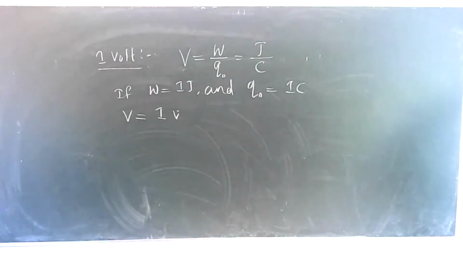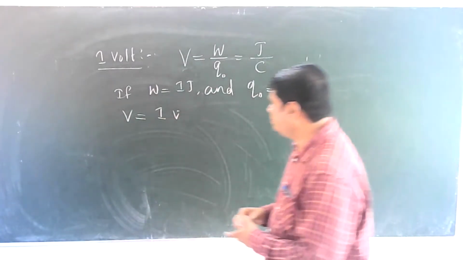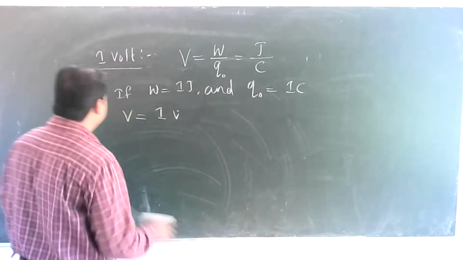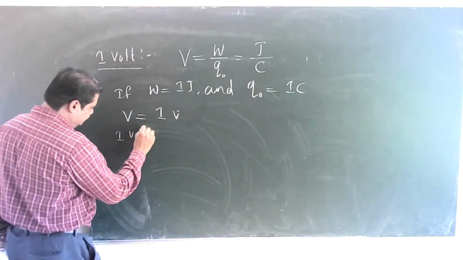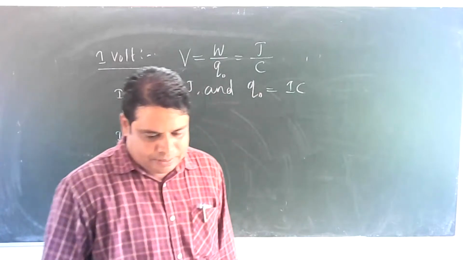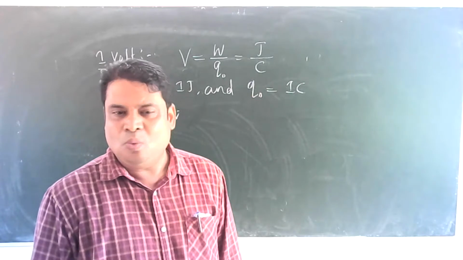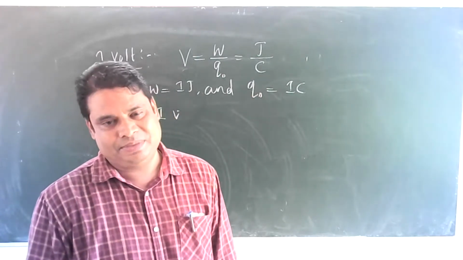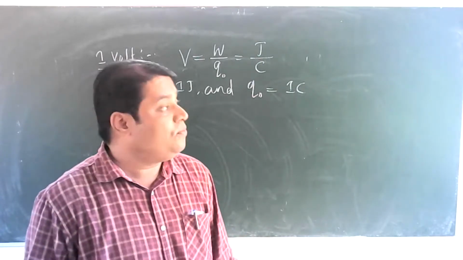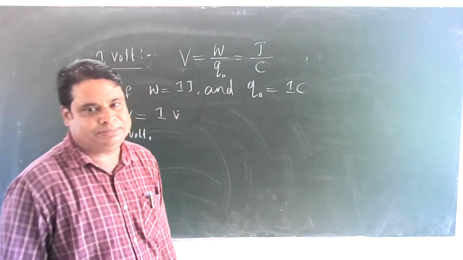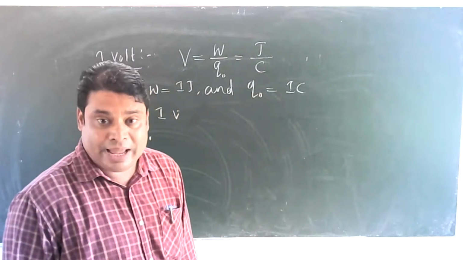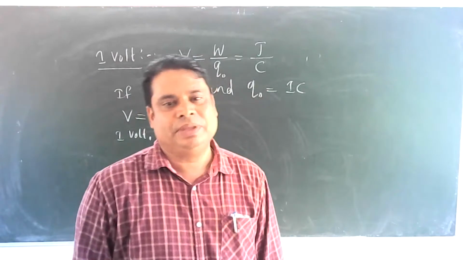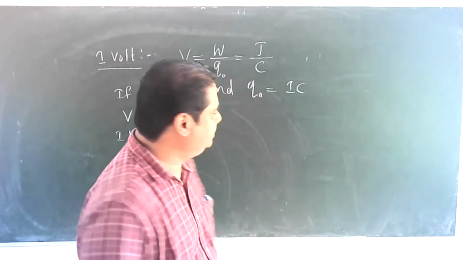Let me write systematically. Here, 1 volt is defined as: if 1 joule of work is done in moving 1 coulomb of charge from infinity to the point under consideration against the electric field, then the electric potential is said to be 1 volt. Please remember this.